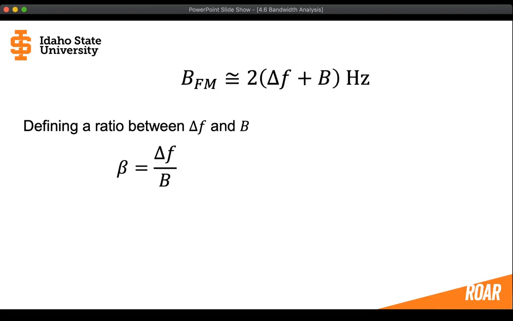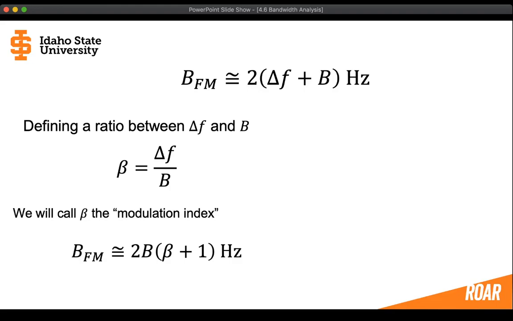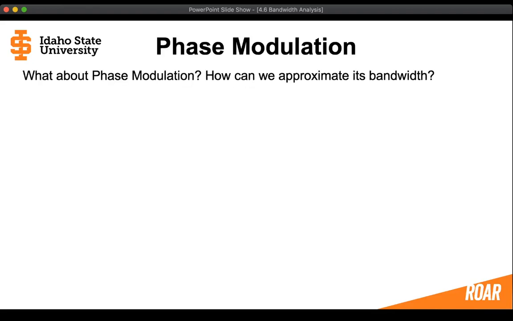All right, so let's do one more thing, and let's define a ratio between delta f and the bandwidth of the message, and let's call that beta. Beta is going to be the modulation index, which will allow us to rewrite the expression for the bandwidth of the frequency modulated signal as 2 times b multiplied by beta plus 1. And when we write it this way, this index, beta, is similar to the amplitude modulation index, mu.